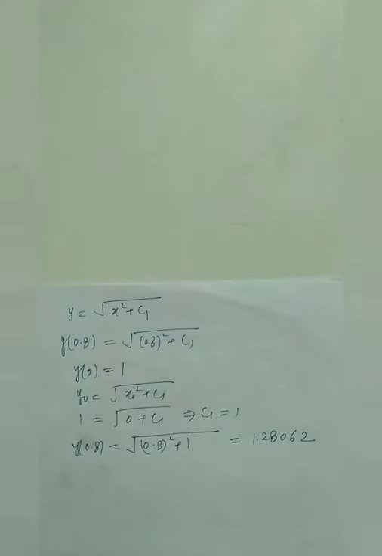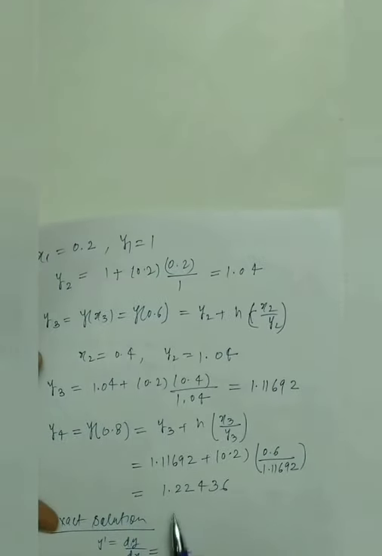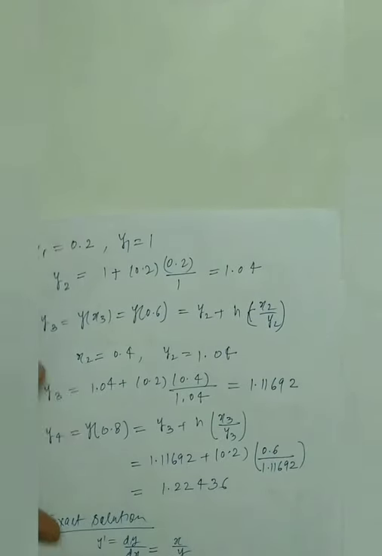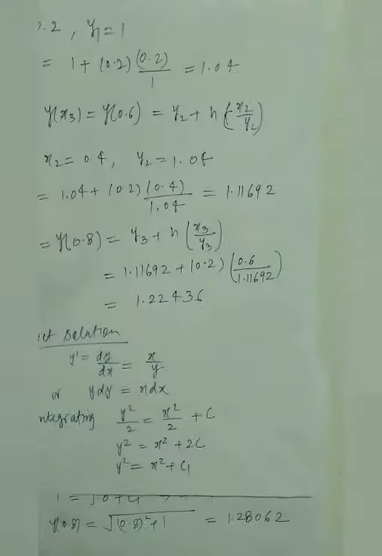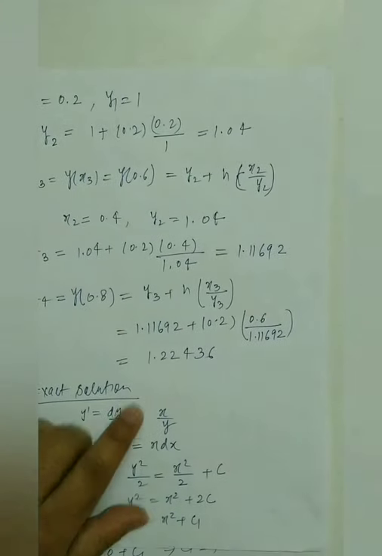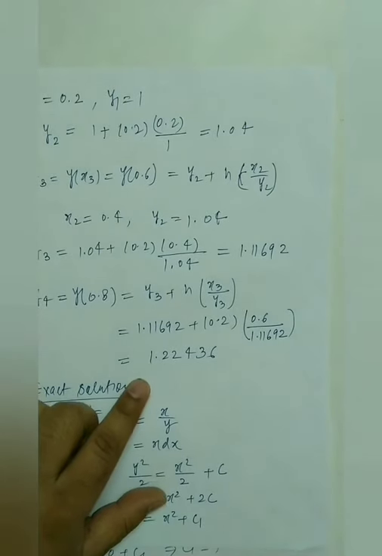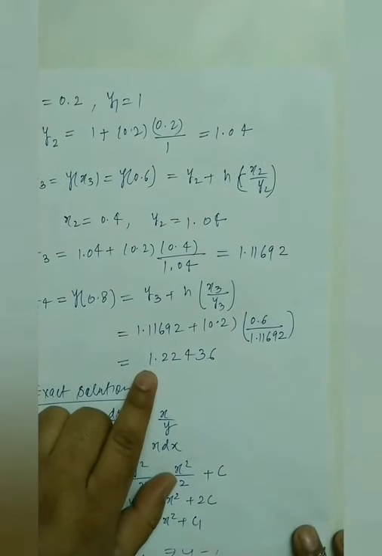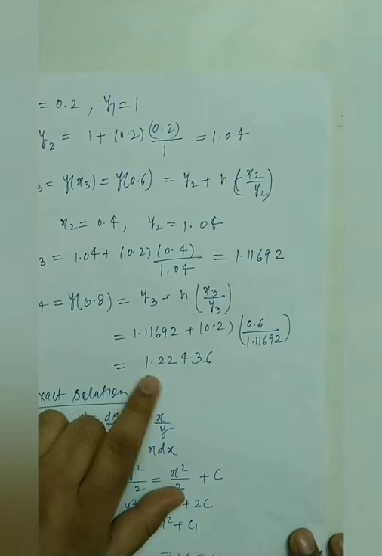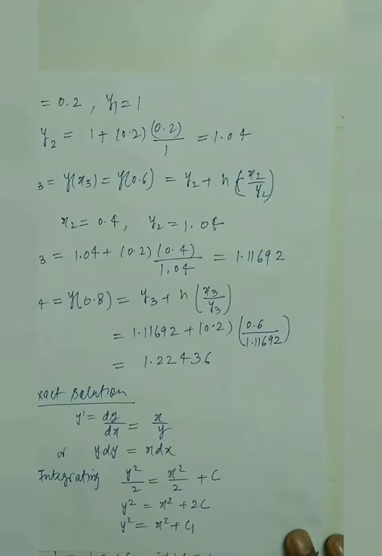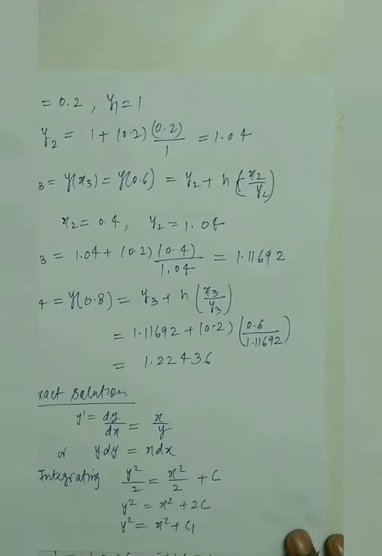Hence we see that the value at 0.8 is 1.28062 by the exact solution, and the value we got by Euler's method is 1.22436. So we can compare these two results: here we have some error by Euler's method. The exact solution is 1.28062 and the solution by Euler's method is 1.22436. Okay, so this is Euler's method. We can use Euler's method to solve first order differential equations.